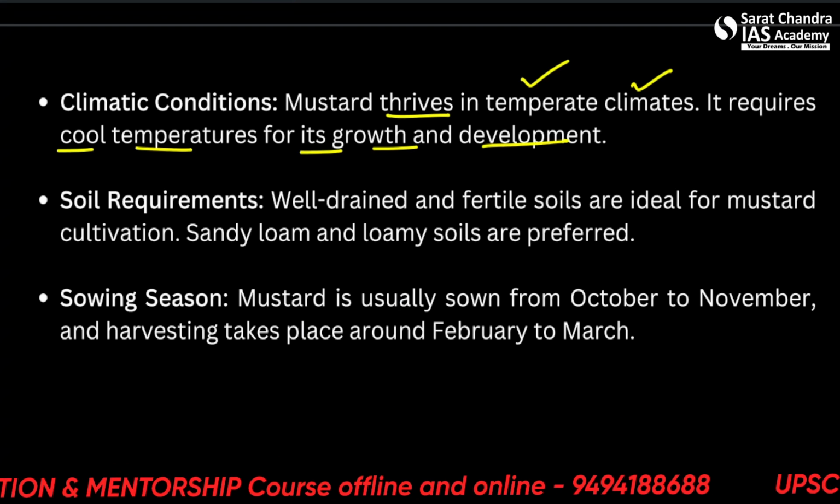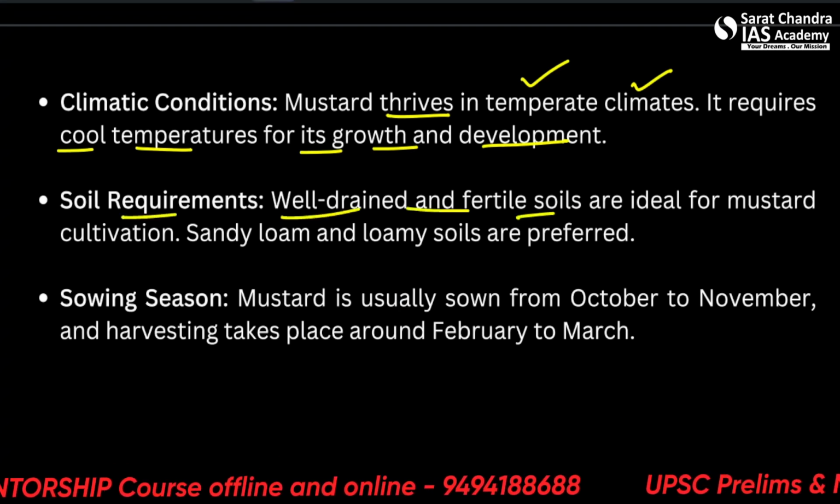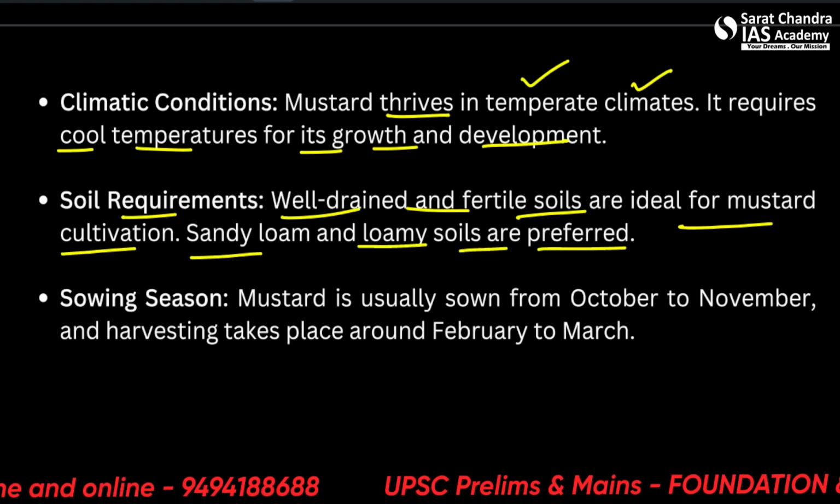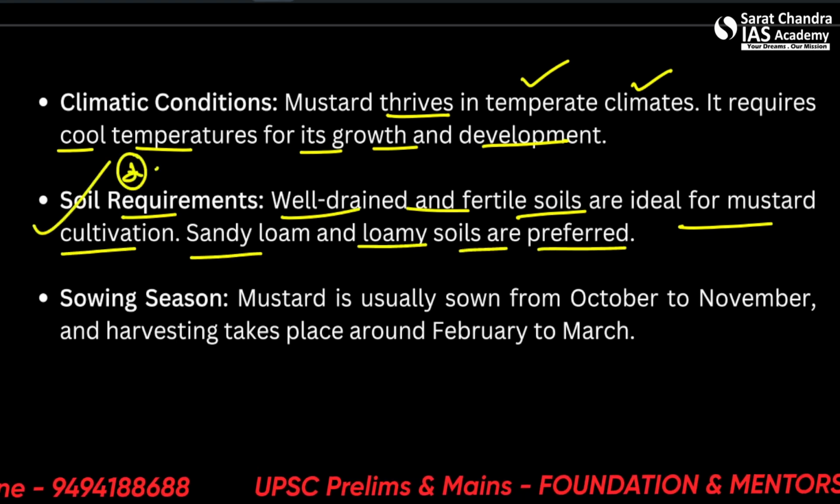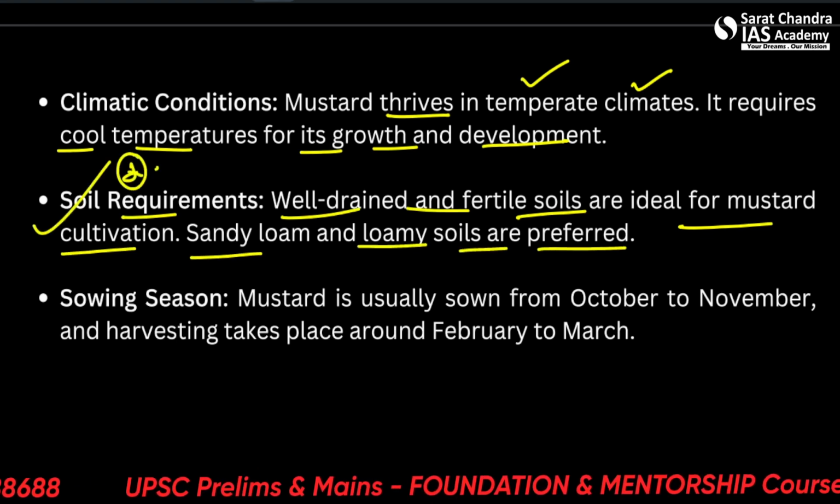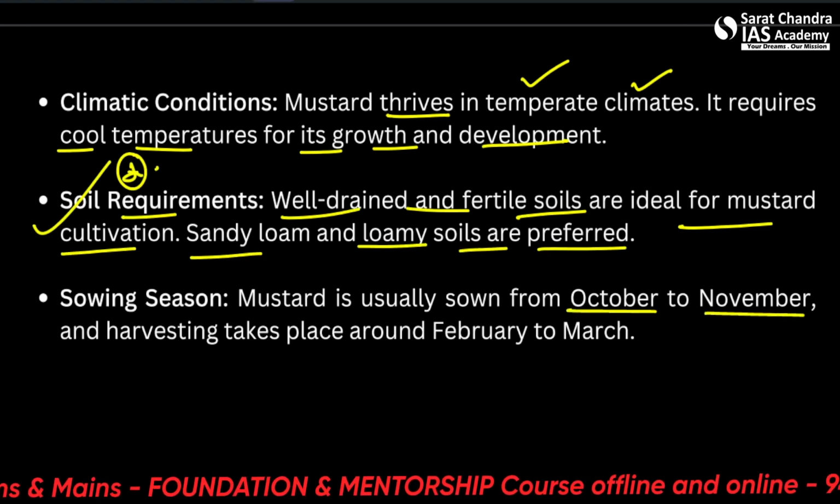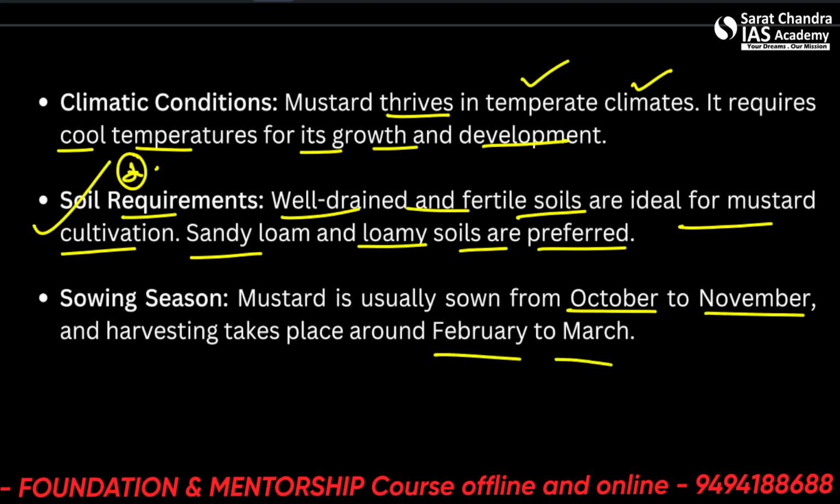Now the soil requirements. Well-drained and fertile soils are ideal for mustard cultivation. Sandy loam and loamy soils are preferred. This is very important, which type of soil is required for the cultivation of mustard. It's usually sown from October to November and harvesting takes place between February to March.